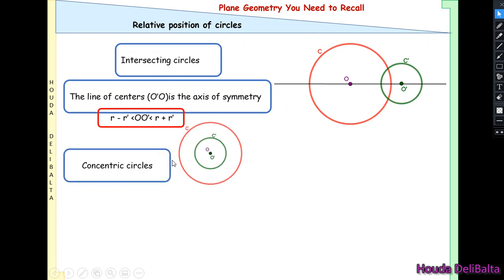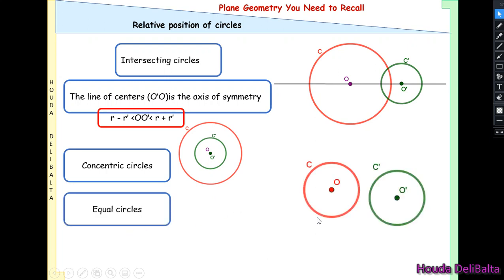Now, concentric circles are circles that have the same center, as you see here. So you just put the needle of the compass and draw a small circle. Then you widen the opening of the compass and draw another bigger circle of the same center. You keep the needle on the same point. That's how to draw concentric circles.